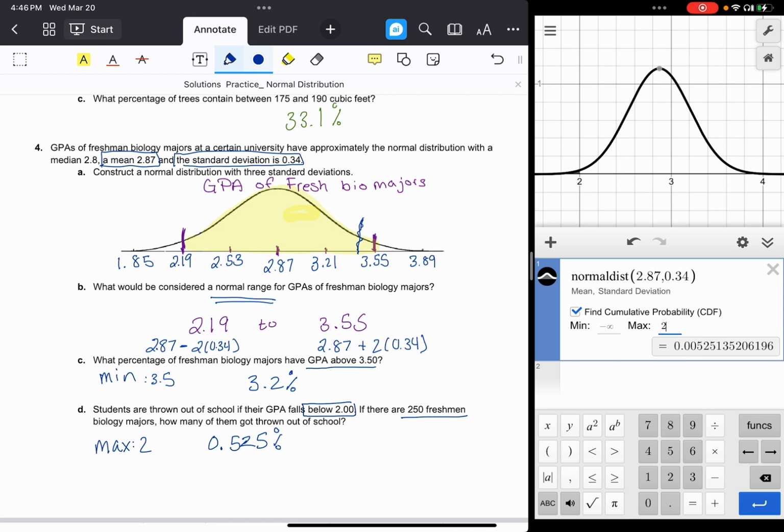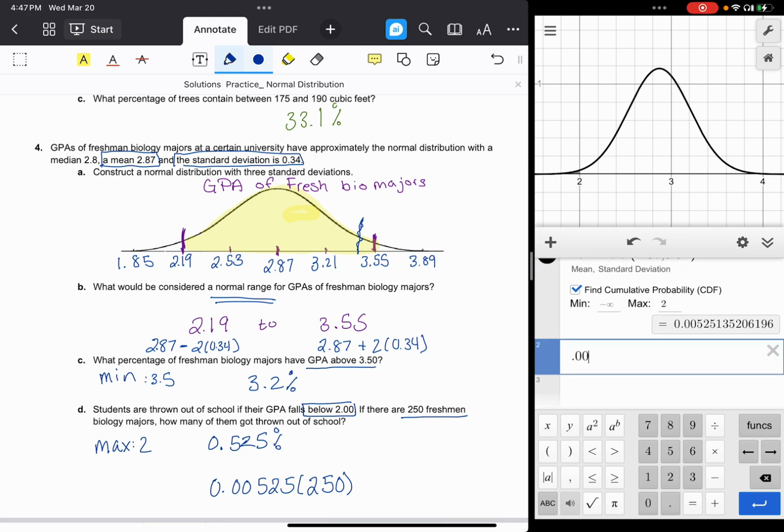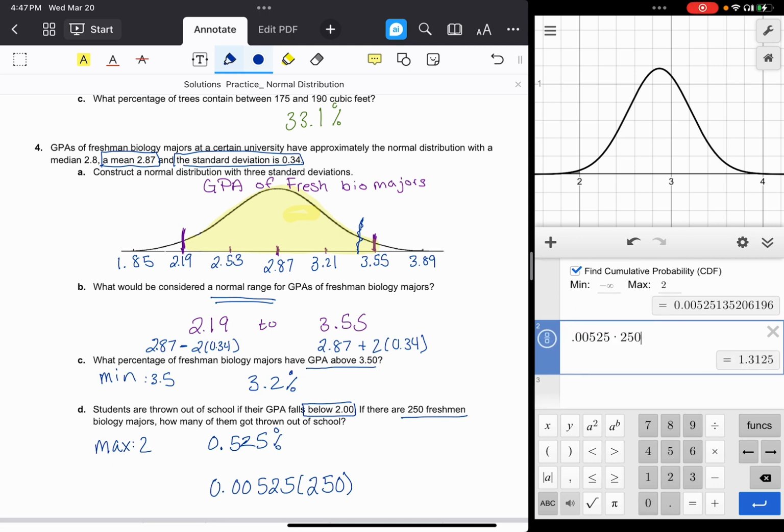So I wanted to have this percent of 250. So turn that back into my decimal, and I took a few extra decimal places with it. I'm going to multiply it by my total number of students, 0.00525 times 250, and I get 1.31. So between 1 and 2 students, probably closer to 1, I would take either answer. So we could say between 1 to 2 students. So not actually that many.